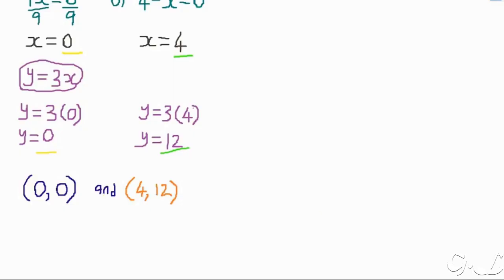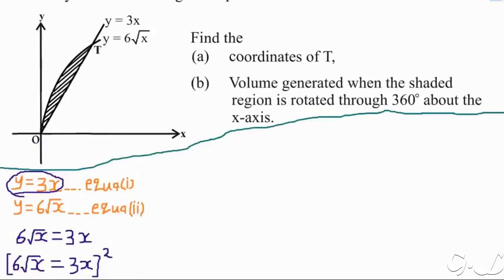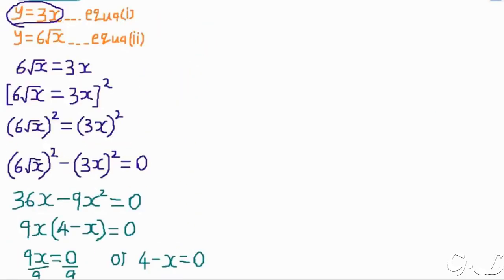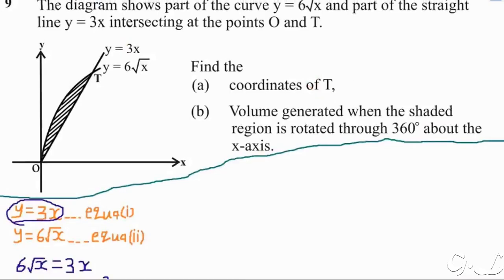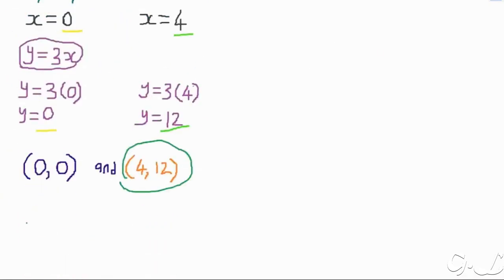Now we have to identify the points, through the help of the visual. You can identify the 2 points. Point O appears to be 0, 0, and then point T appears to be 4, 12. So that's how you can easily identify. So those are the coordinates of T.